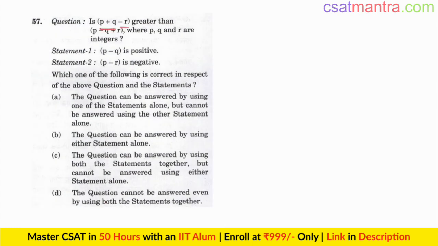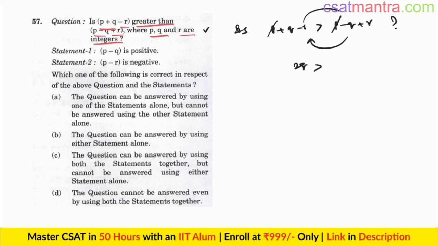Is P plus Q minus R greater than P minus Q plus R, where P, Q and R are integers? If you see here, we have three variables P, Q and R. P plus Q minus R greater than P minus Q plus R. Is this? This is the question. You can cancel out P on both sides. You can bring Q this side, Q plus Q, 2Q greater than. You can bring R this side, 2R. So Q greater than R. Is Q greater than R? This is the question. We need to have answer either yes or no.